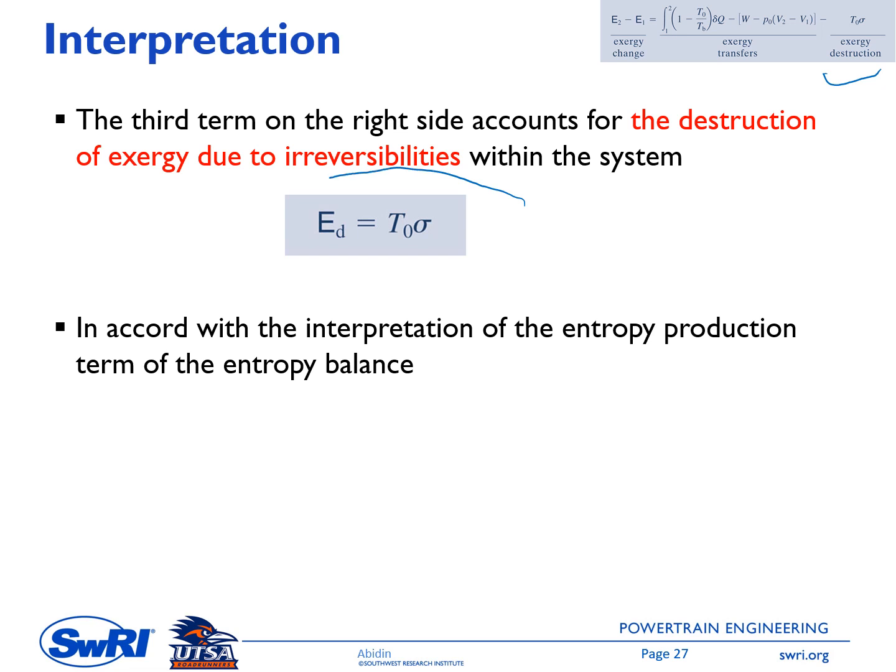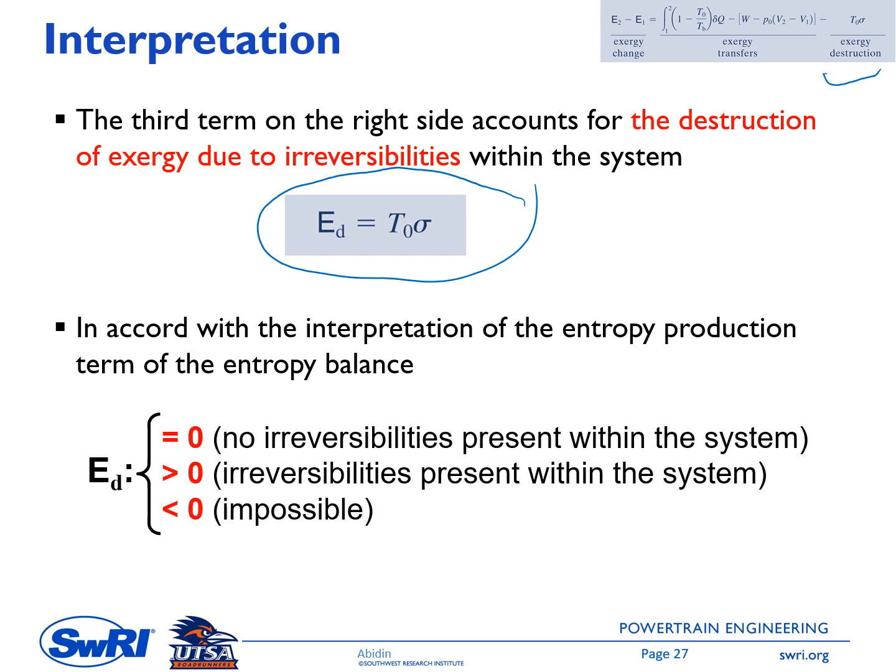So this one. If you look in chapter 6 of THERMO 1, we also have the entropy production, which is sigma here, and then the exergy destruction here is just sigma times T0, and T0 is the temperature of the dead state or the temperature of the environment. So this one is what we have, and it is in accord with the interpretation of the entropy production.